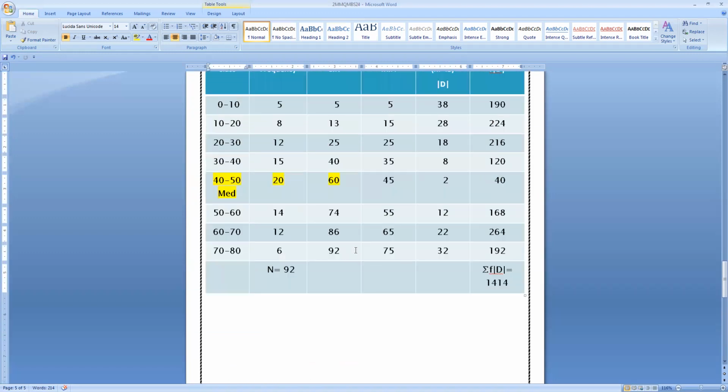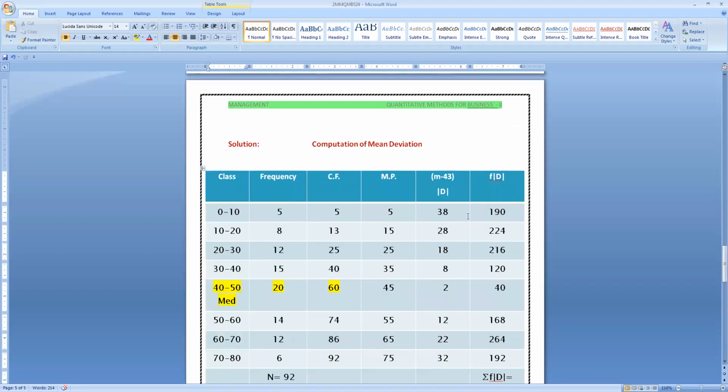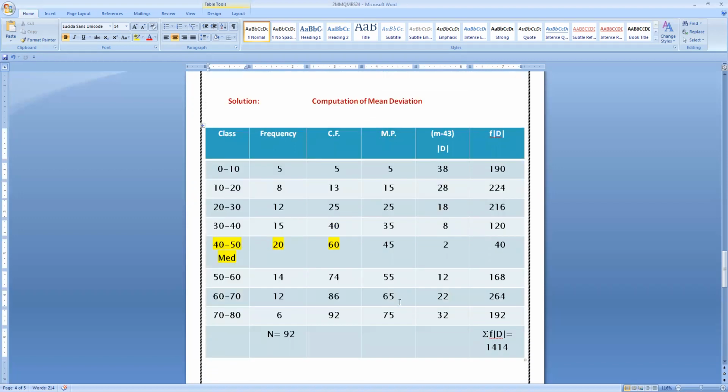So after calculating the value of median, we have to do the deviations. Deviations in case of continuous series have to be done with the midpoint. So let us first calculate the midpoints of the class intervals. For 0 to 10, the midpoint is 5. The next ones are 15, 25, 35, 45, 55, 65 and 75.